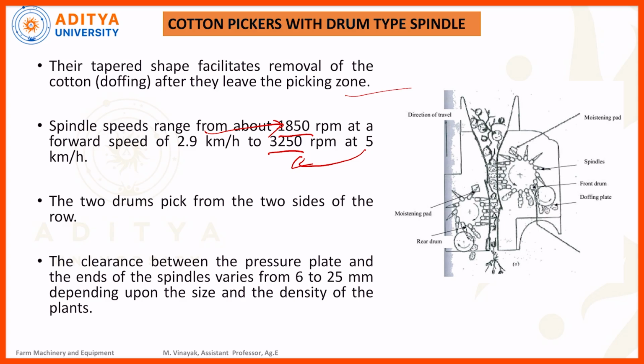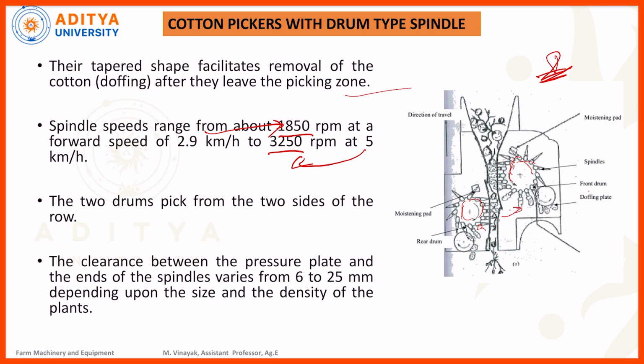The two drums pick from the two sides of the cotton row. Look at the image. Here two drums are there. This is also called a drum. These two drums can cover the plant from two adjacent sides of the plant. This one is one side, this one is another side.